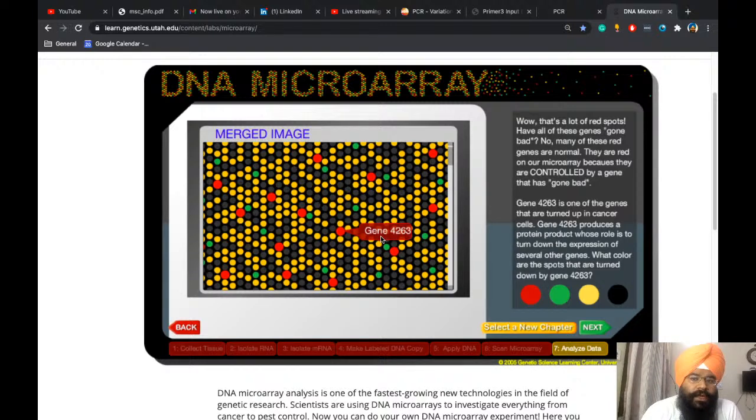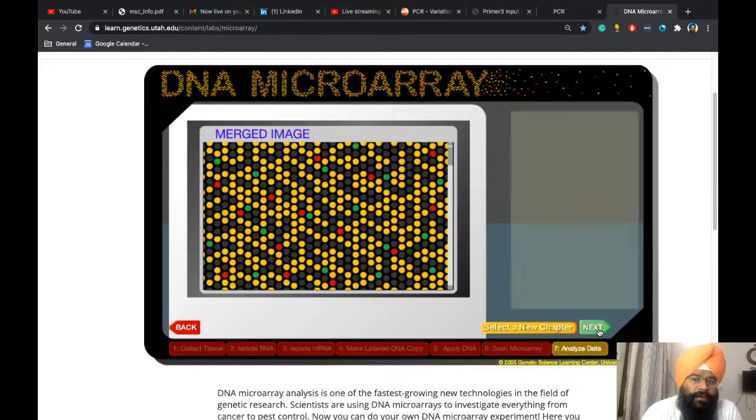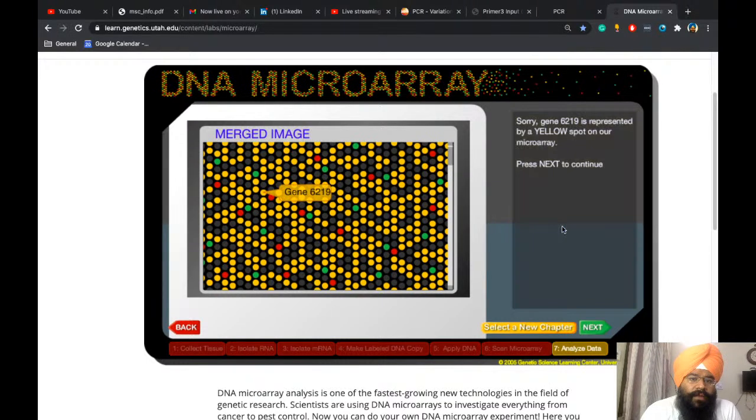What color are the spots that are turned down by gene 4263? Green spots. Gene 4263 turns down sets of genes, represented by the green spots on our microarray. And gene 6219 is normally turned on in skin cells. In our skin cancerous samples, this gene is defective. So while the gene still produces mRNA, the defect prevents the mRNA from being translated into proteins. What color is gene 6219 in our microarray? Green one, sorry, yellow one.